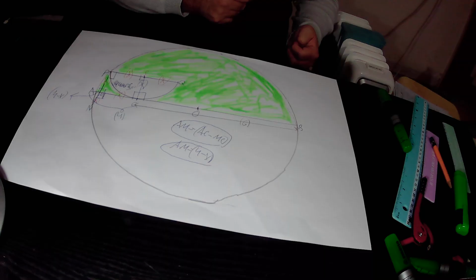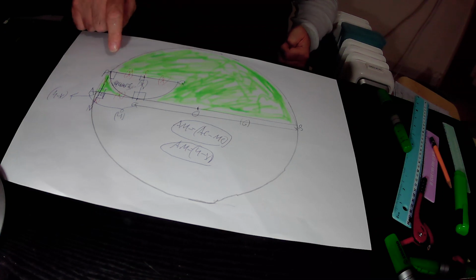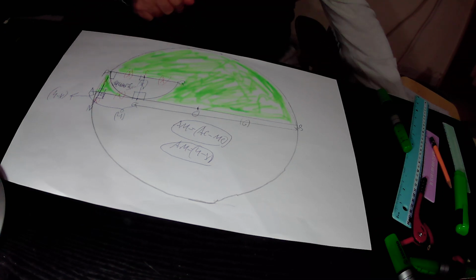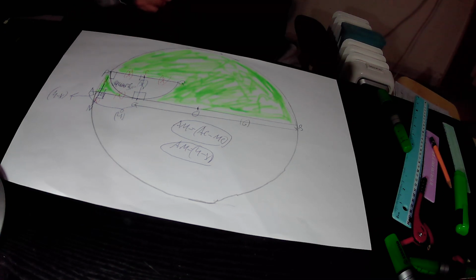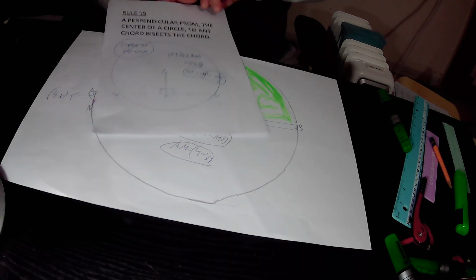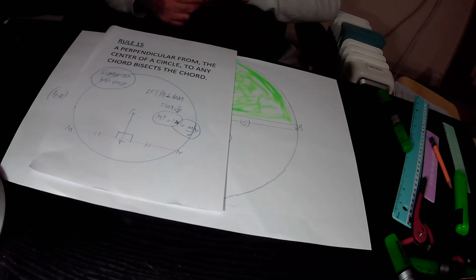And according to rule 15, a perpendicular from the center of the circle towards any chord bisects the chord. That is to say, perpendicular OM bisects chord PN. Repeat quickly on rule 15. According to rule 15, a perpendicular from the center of the circle to any chord bisects the chord.